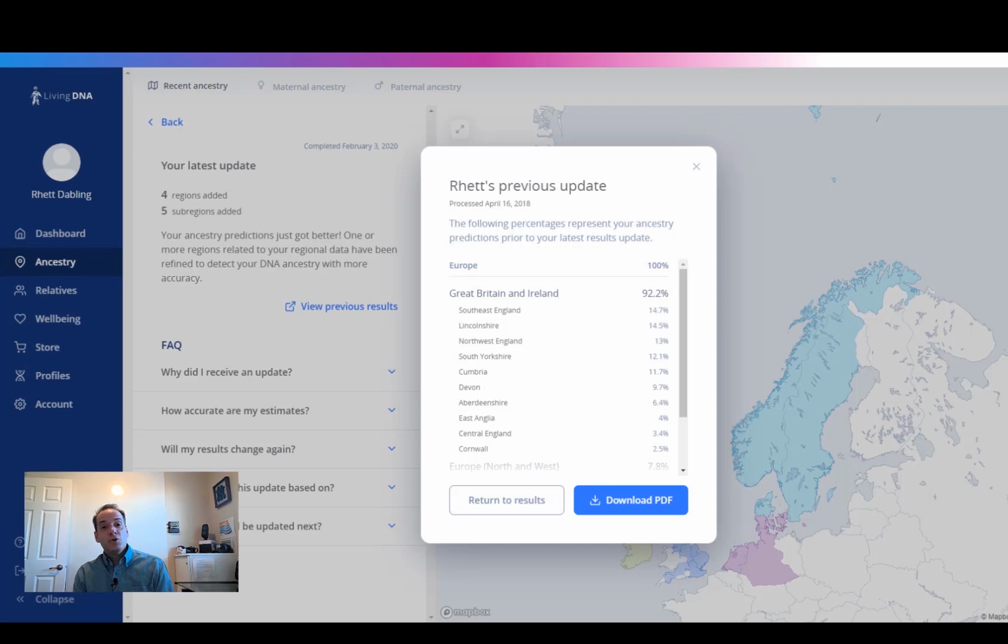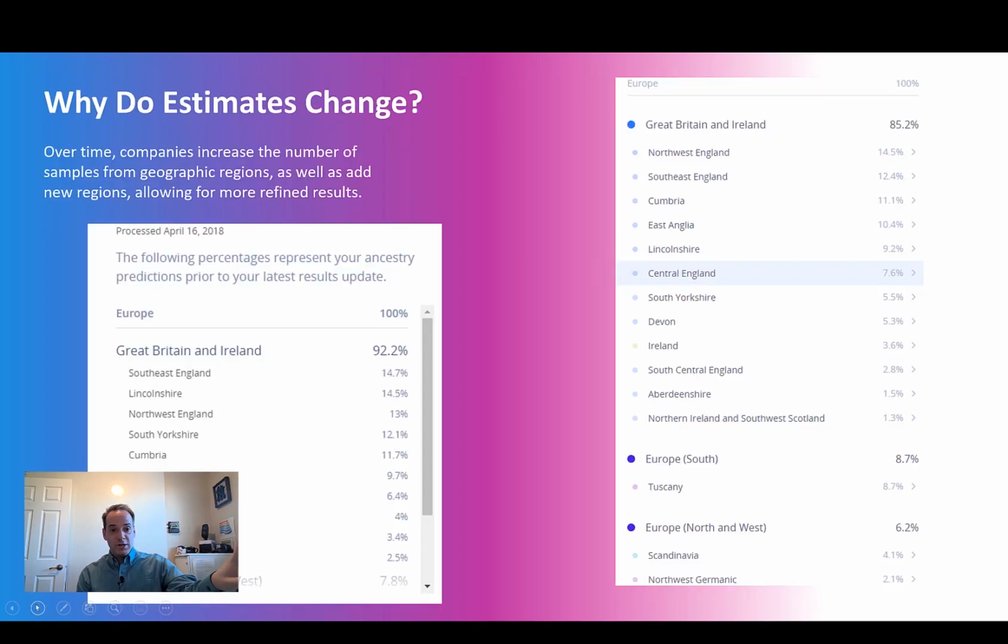Now, why do estimates change? The number of samples from geographic regions increases over time, allowing a more refined calculation of geographic specific DNA patterns. So what I saw when I looked at my results 2 years ago, which you see here on your screen, the one processed April 16th, 2018, is different than what I see today on the other side of your screen.